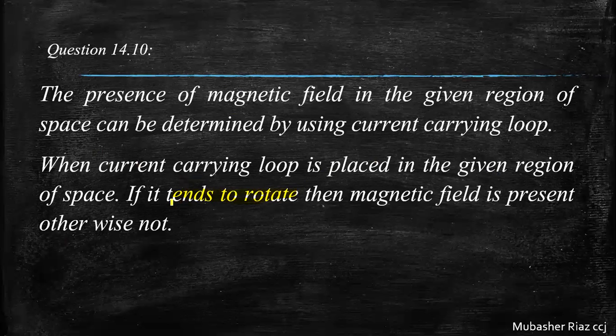और अगर ये करंट कैरिंग लूप उस गिवन रीजन ऑफ स्पेस में प्लेस करने के बाद भी रोटेट ना हो तो फिर मैग्नेटिक फील्ड वहां 0 होगी. But if magnetic field is present, then current carrying loop will rotate.